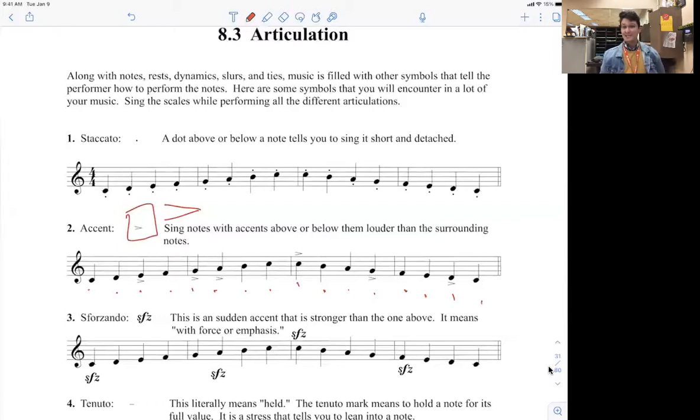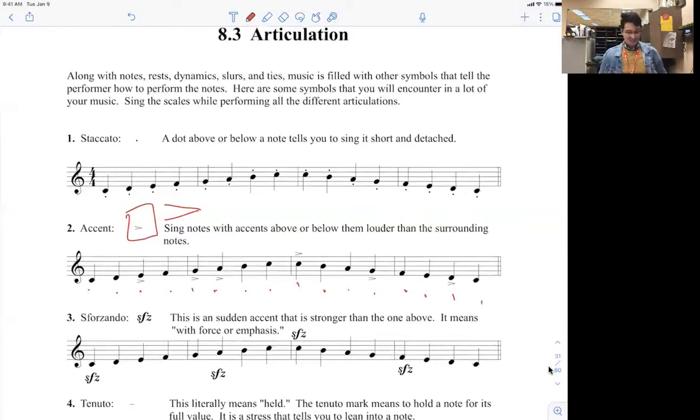The next one is a very similar term. It's a fun word to say, sforzando, and that is an SFZ, right? This is a sudden accent that is stronger than a regular accent that we just talked about. It means with force or with emphasis. A lot of times, a sforzando is followed by a crescendo, and we sometimes call that a show choir. That's where we hit something really hard, pull back, and then crescendo again. So a sforzando itself is that initial really hard punch or accent.